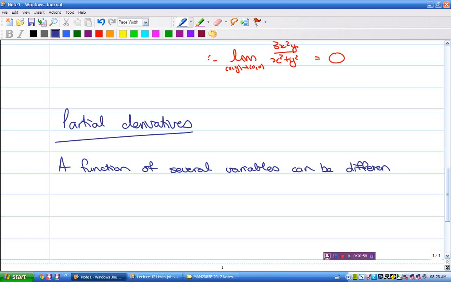A function of several variables can be differentiated, because now we're wanting to use a coordinate system and I don't have one, with respect to one variable at a time, holding all other variables constant.